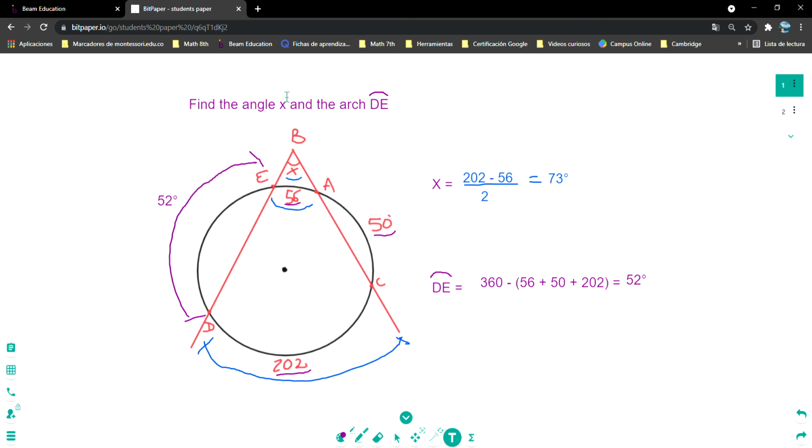How can you check, guys, if the answer is correct? The final check: remember that we add all the arcs in the circle, so it will be 52 plus 56 plus 50 plus 202, and that should be 360 degrees, which is the whole circle.